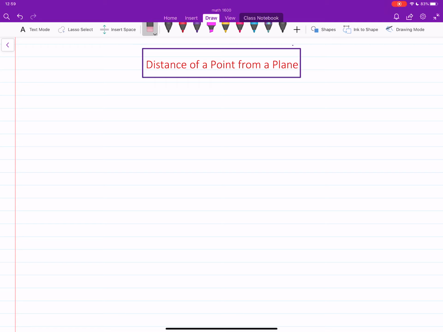Hi, in this video we will learn how to find the distance of a point from a plane. So the setting is that we have a plane in R3 and we have a point B. Let me denote this plane by curly P. And we want to find the distance.